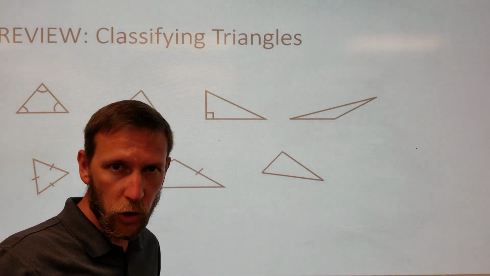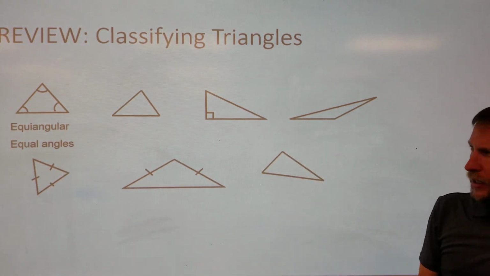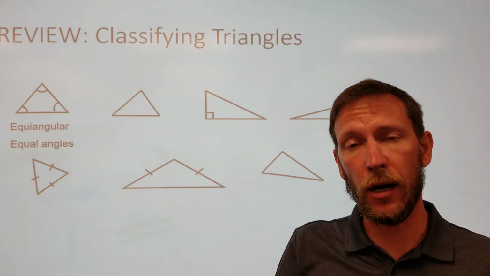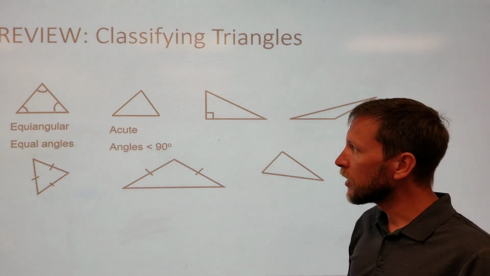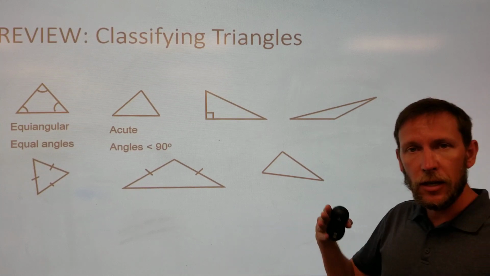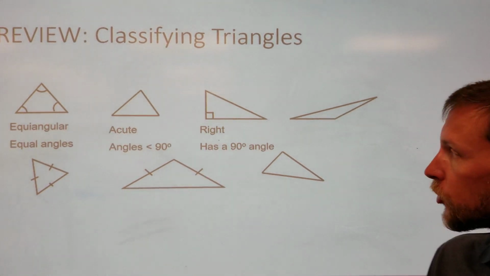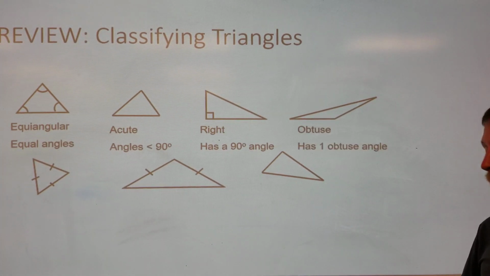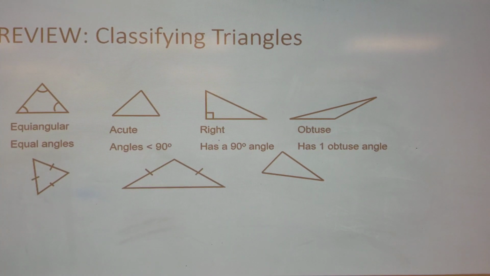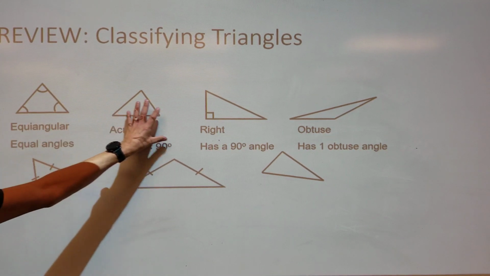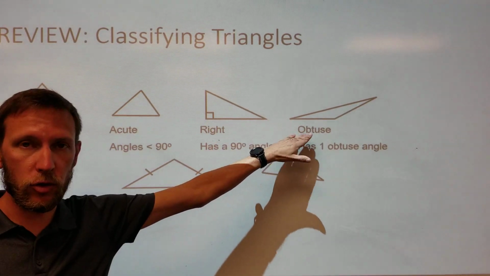Hopefully you've seen all of these words before, but get this vocabulary down as best you can. An equiangular triangle has all equal angles, or all the angles have equal measures. They're all 60 degrees. An acute triangle, all of the angles are less than 90 degrees. A right triangle has one right angle, and then the other two angles are obviously acute. An obtuse triangle has one obtuse angle. The other two are obviously acute. And so these are classifying based on angles. Equiangular, all the angles are congruent. Acute, right, obtuse, all right?